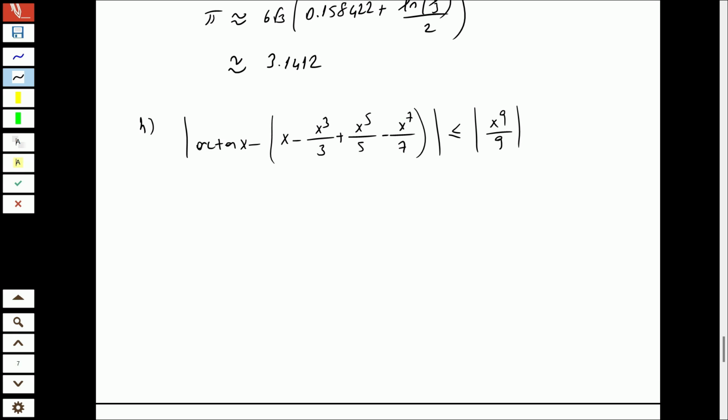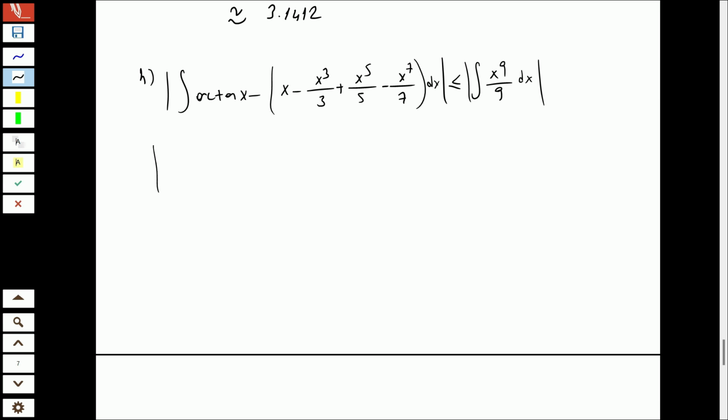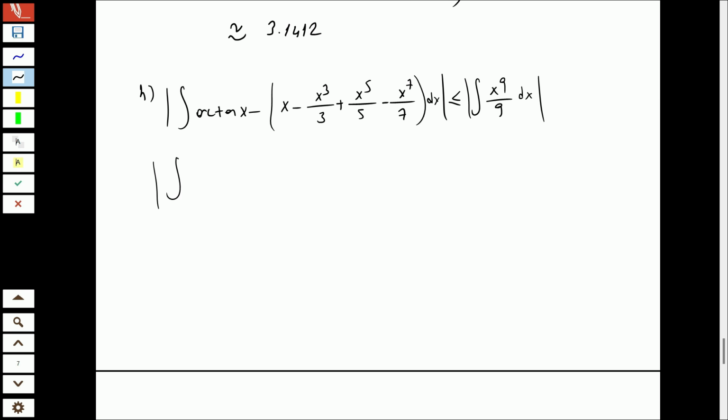Yeah. We can also put the integral sign in front of the absolute value here. So it will be the integral of this expression, okay? And our limit is from 0 to 1 divided by square root of 3, 1 over square root of 3. In this case, we can find the integral of arctangent x dx from 0 to 1 over square root of 3 minus this integral, right?